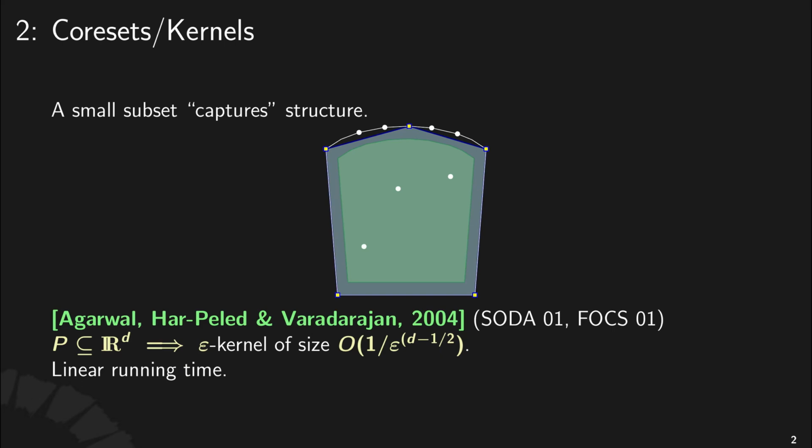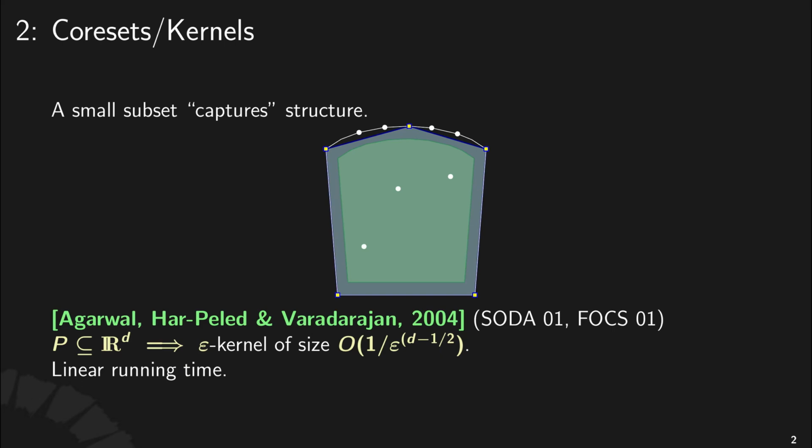Where we studied the following problem. You're given a point set and you're interested in capturing its structure with a small subset. So somewhat informally, what you have is you take the convex hull of the point set and you shrink this convex hull by a bit, and now you want to find the small subsets that its convex hull contains the inner polygon.